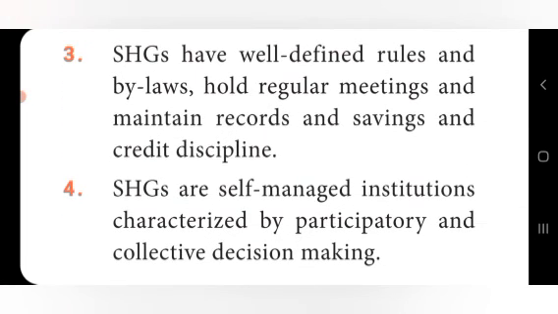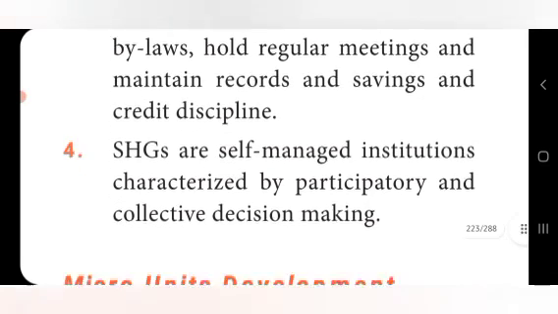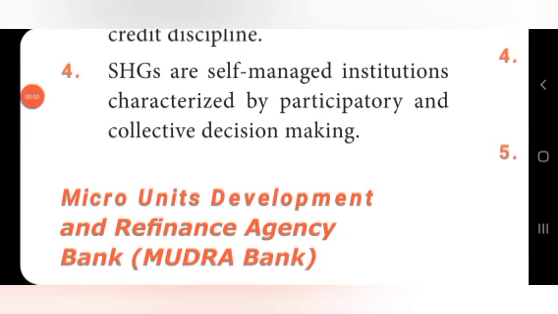SHGs have well defined rules and bylaws. They hold regular meetings and maintain records and savings and credit discipline. They should maintain these also. Self-help groups are self-managed institutions characterized by participatory and collective decision making. Okay, they have to make decisions about their program, mutual fund, everything. Okay, these are the major features of SHGs.